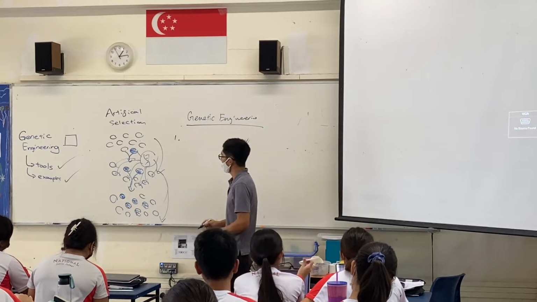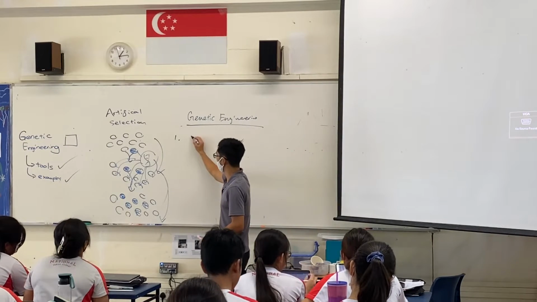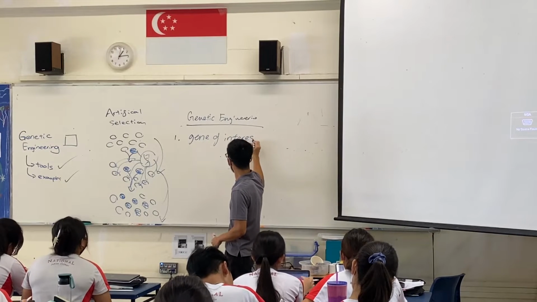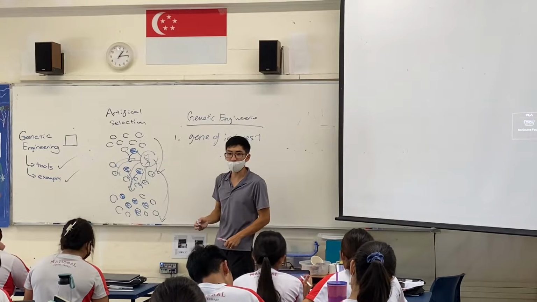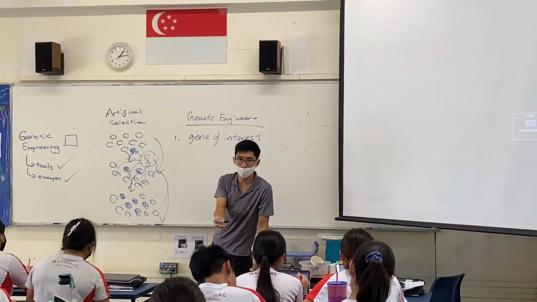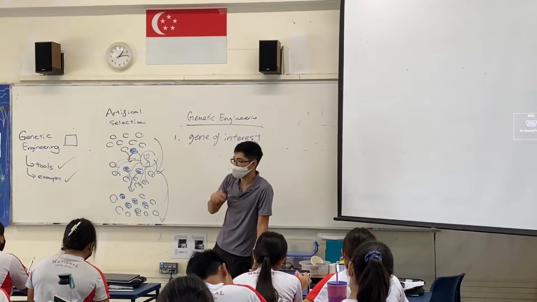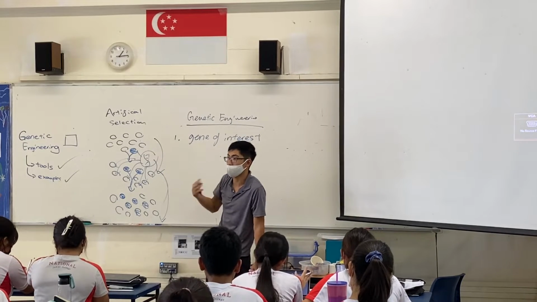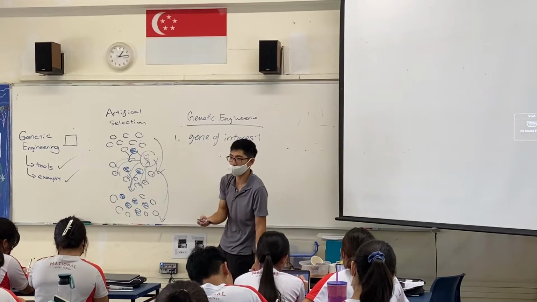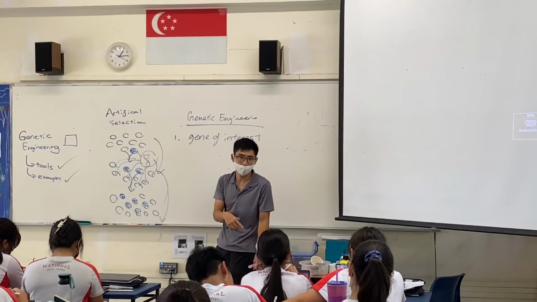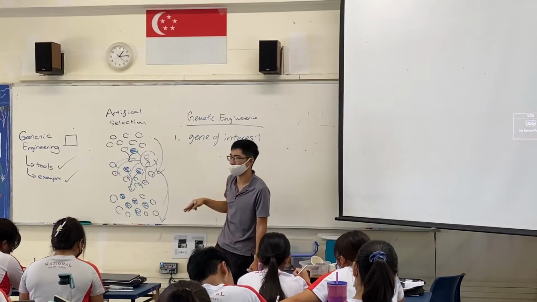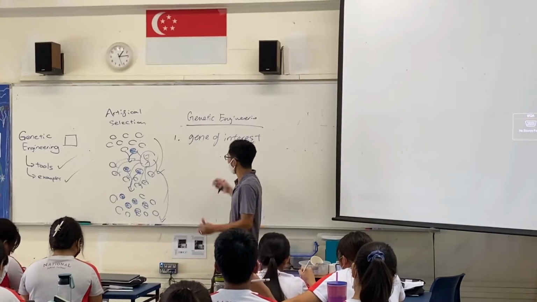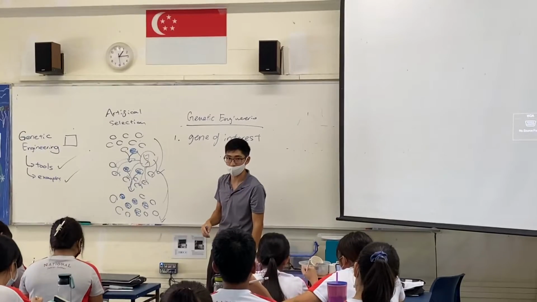Number one, we will definitely need the gene of interest. This gene of interest is present in your desired organism. Let's say you have a plant with a desired trait. That desired trait will have come from this gene of your interest. That's the thing you need to take out first. In other words, the gene of interest is your target. That's the thing you want to take out.